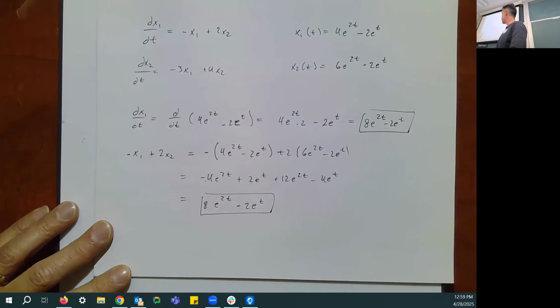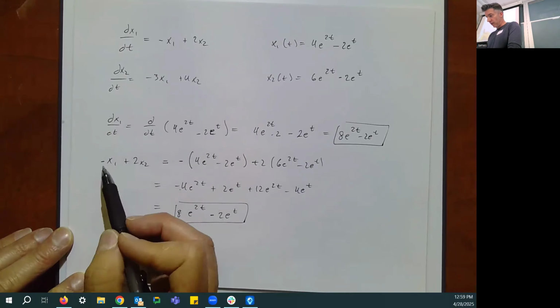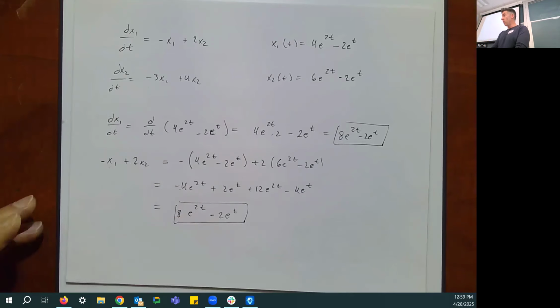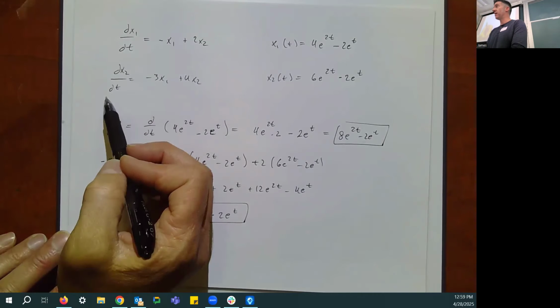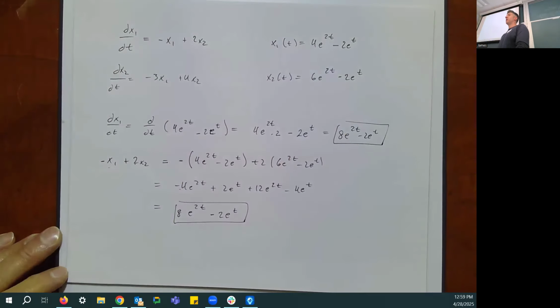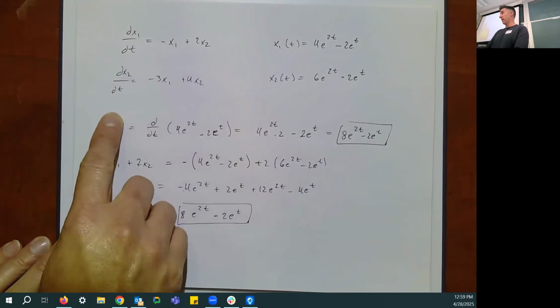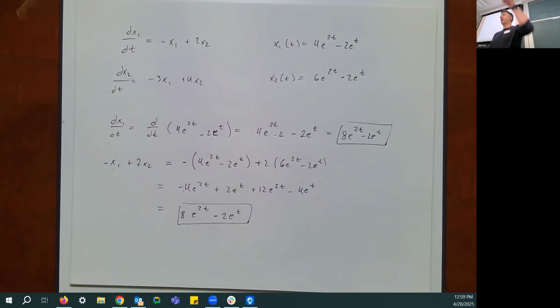So it really truly is true that the derivative of x1 is in fact equal to negative x1 plus 2 times x2. And in a similar way, you all could and should show that the derivative of x2 is exactly equal to negative 3 times x1 plus 4 times x2. So that's the gist of what we're going to be doing for the next couple of weeks: taking systems of differential equations like this and solving them by finding the eigenvalues and the eigenvectors of the matrix, and then writing the solution as C1 e^(lambda 1 t) times V1 plus C2 e^(lambda 2 t) times V2, and finding the constants if we have initial conditions.